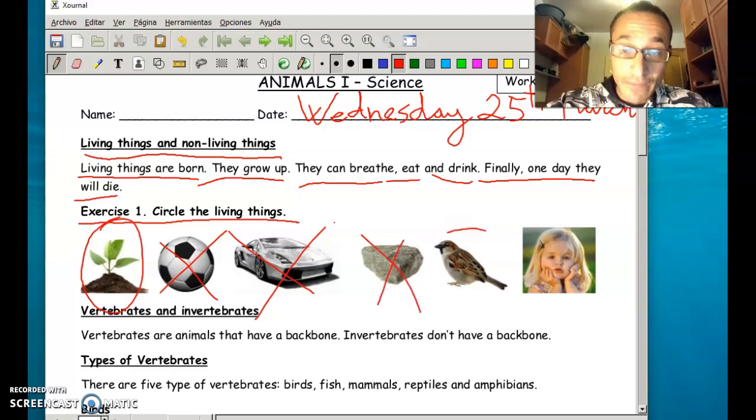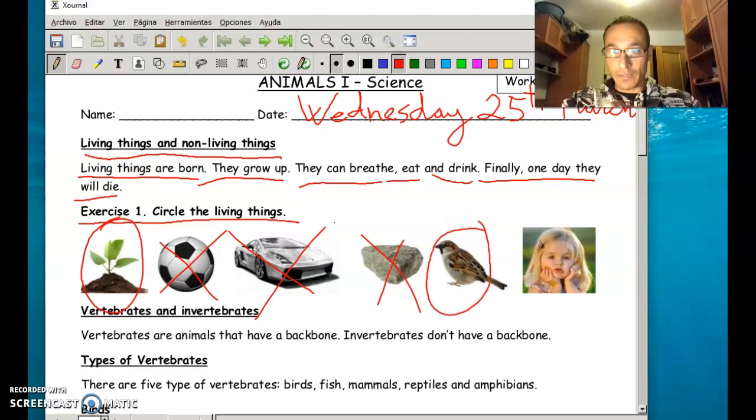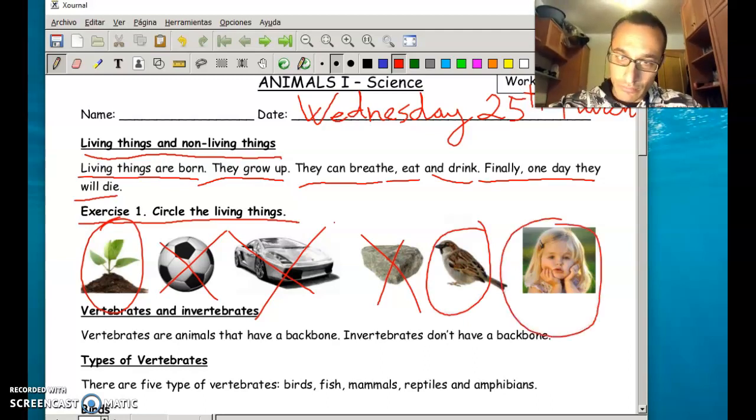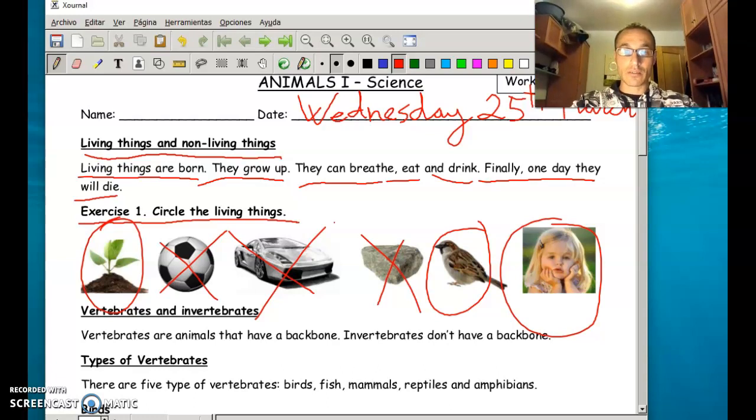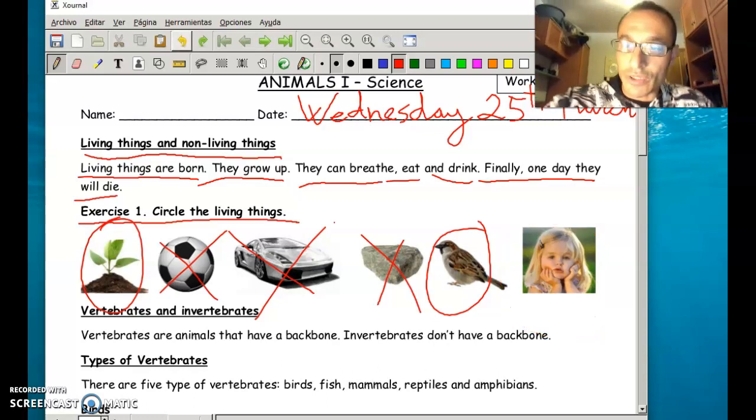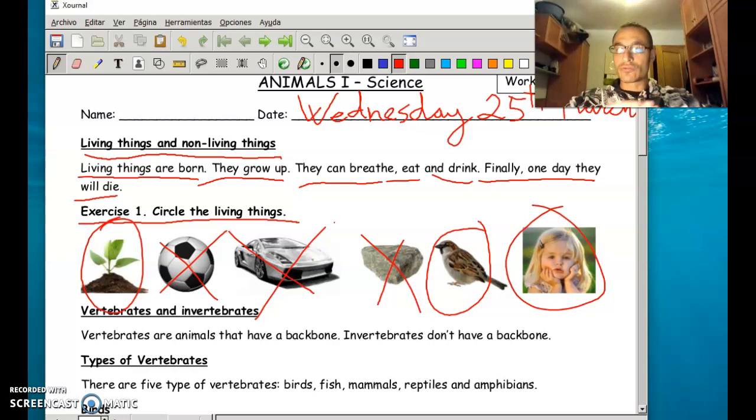Good, the bird is a living thing. And is the little girl a living thing? Yes, she is. And you are a living thing as well. Yeah? Sure. Good. Let me just circle it there. Okay, good. So this is done.